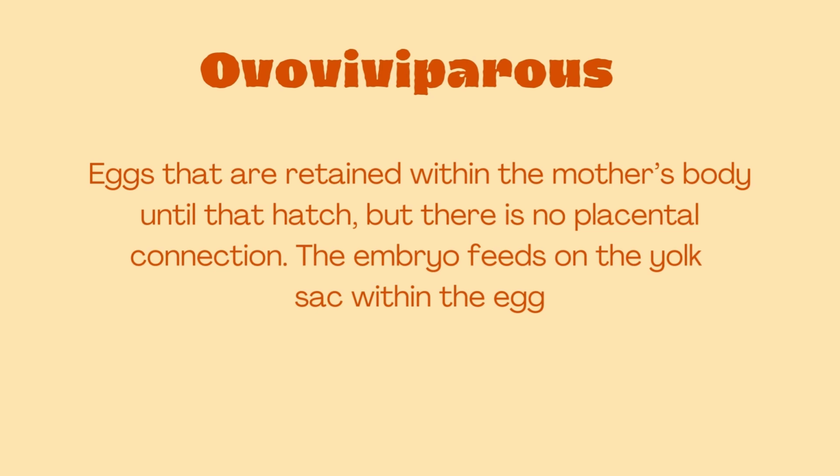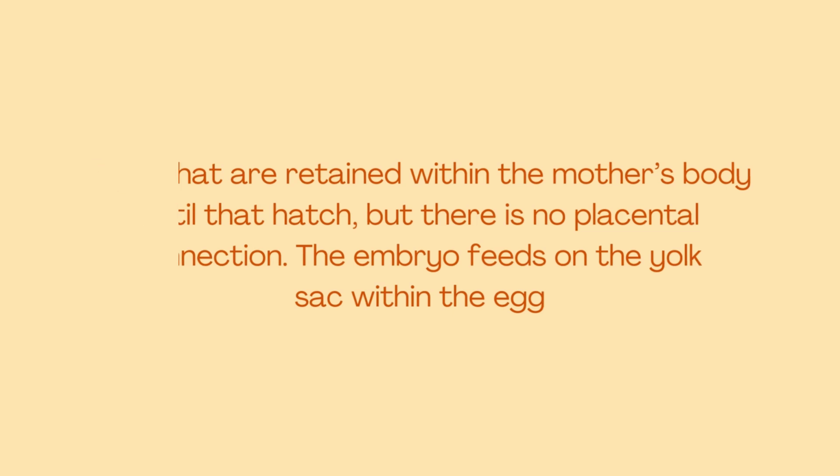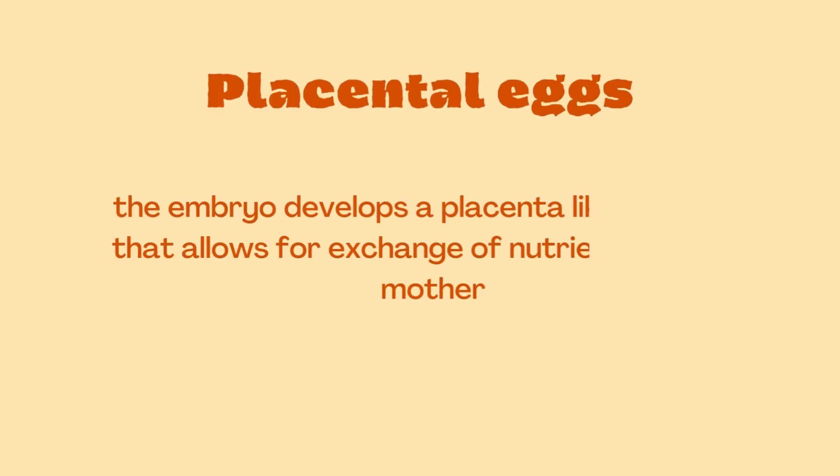The last one is the placental eggs. So the placental eggs are found in some species of reptiles and sharks, where the embryo develops a placenta-like structure that allows for exchange of nutrients with the mother. So there will be some exercise at the end of each lecture, and then we will see their solution. For example, give some example for placental eggs. Are frogs placental eggs or no?